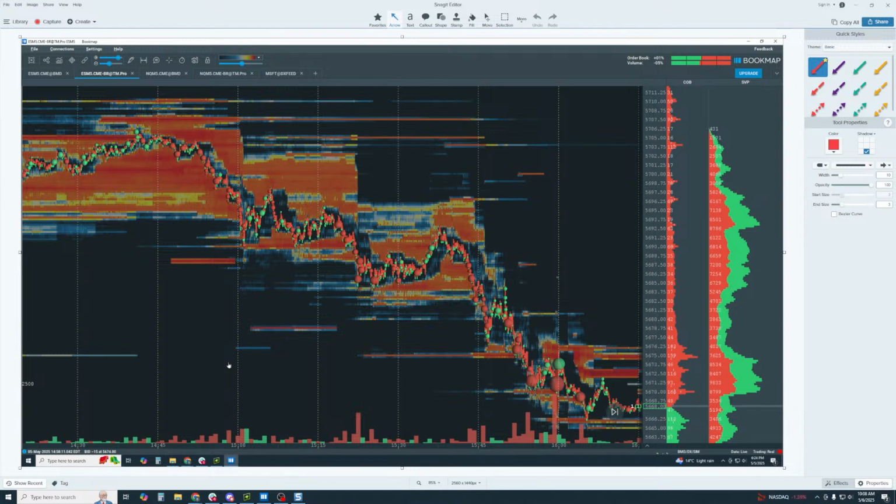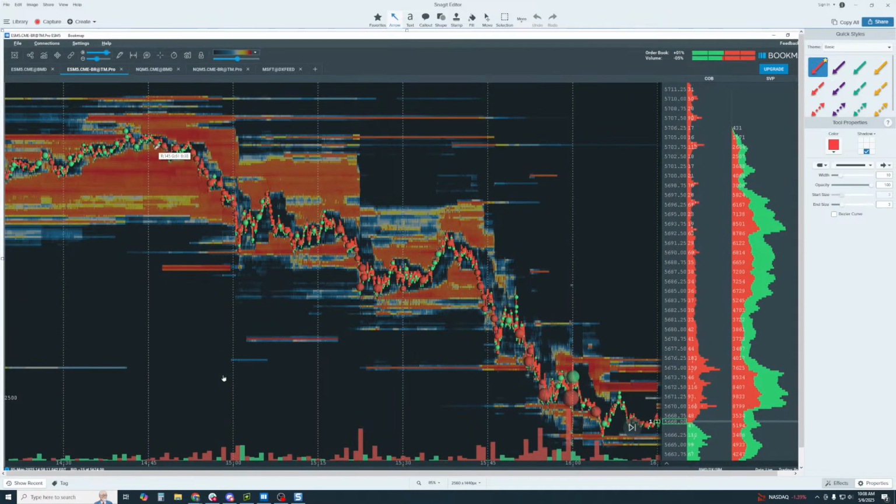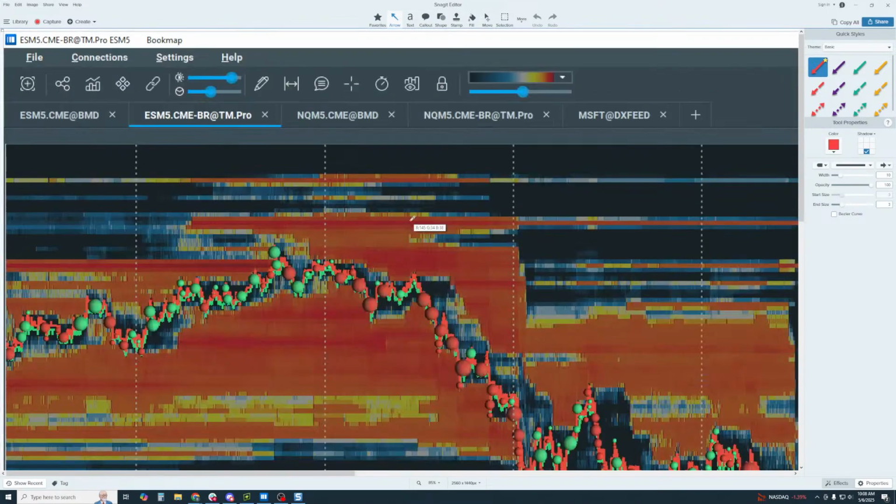Let me just try to cover that. Okay, here it is. This is absorption here. This is some exhaustion too, but this is a better example of exhaustion that follows selling in here. This is a great pattern.